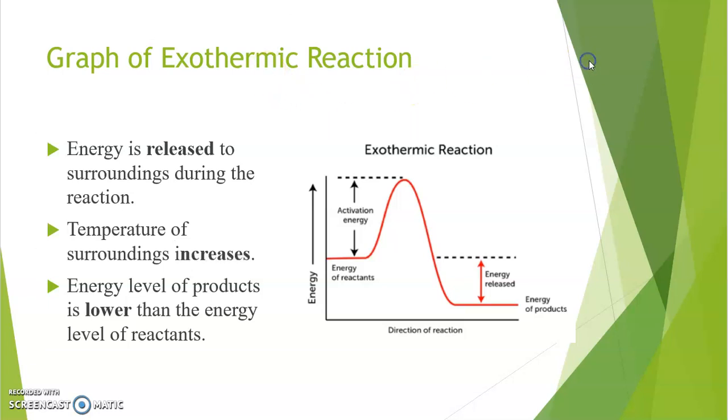Now let's take a look at the graph. If you look at this graph, this is the energy of the reactants, the specific energy that the reactants have. On the x-axis, we show the direction of the reaction. Here you have reactants, the reaction goes forward, and here you have products. So the energy of reactants is here.